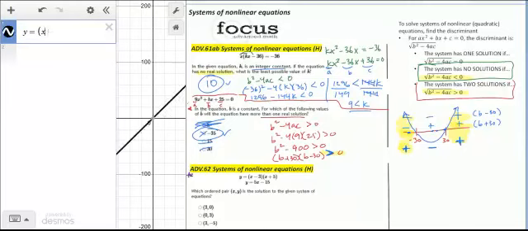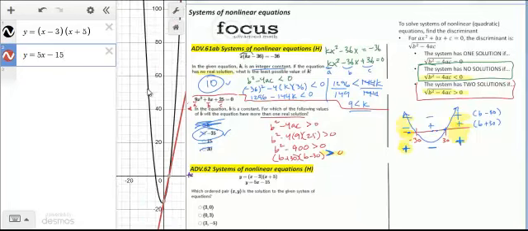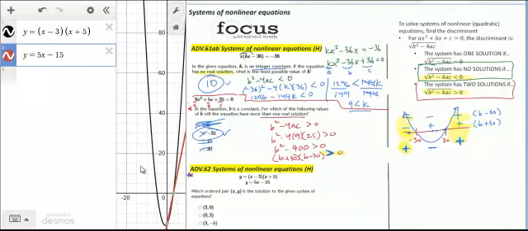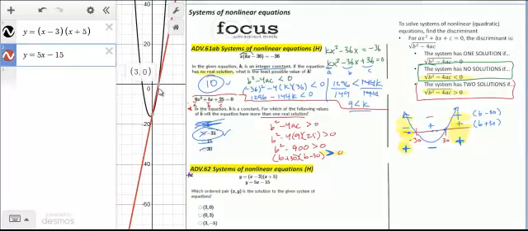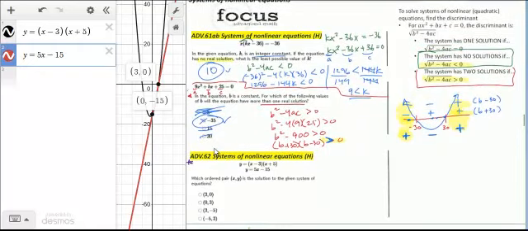So if I take x minus 30 and x plus 5, there's one equation. I'm going to draw in the other. And I want to find the intersection. Again, when I look at this, I see that there are 2 intersections, (3, 0) and (0, negative 15). And so when I look at this answer, (3, 0) is the one that is a solution.